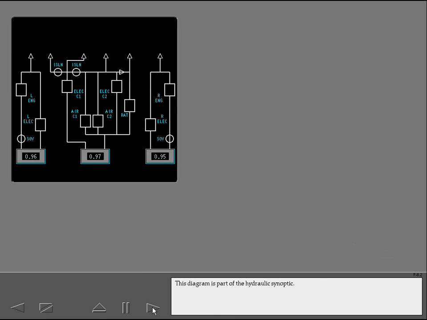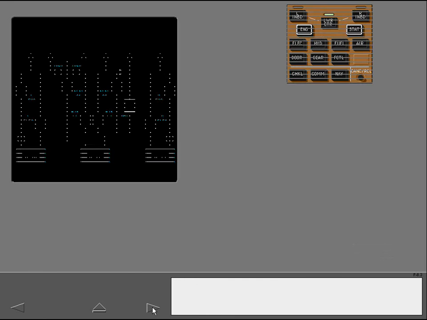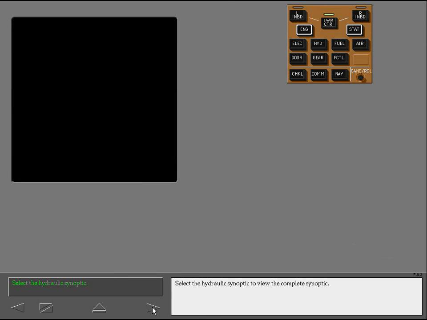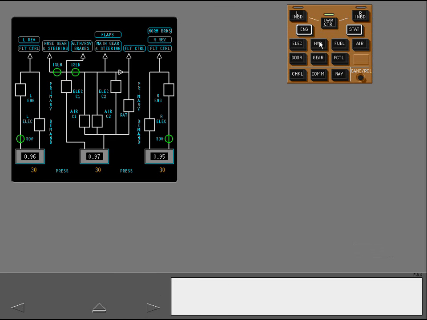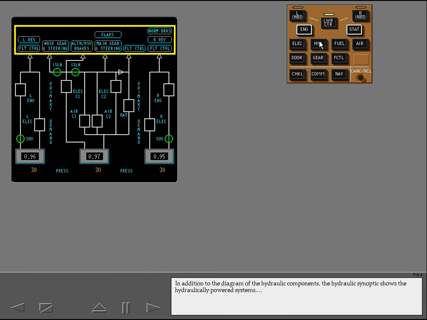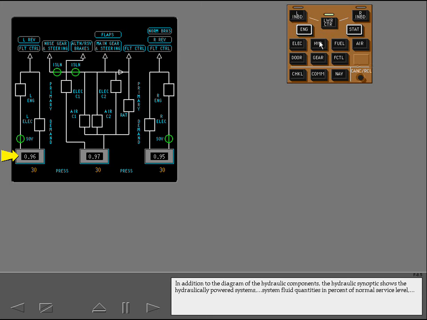This diagram is part of the hydraulic synoptic. Select the hydraulic synoptic to view the complete synoptic. In addition to the diagram of the hydraulic components, the hydraulic synoptic shows the hydraulically powered systems, system fluid quantities in % of normal service level, and system pressures in PSI. System pressure is amber if pressure is low.